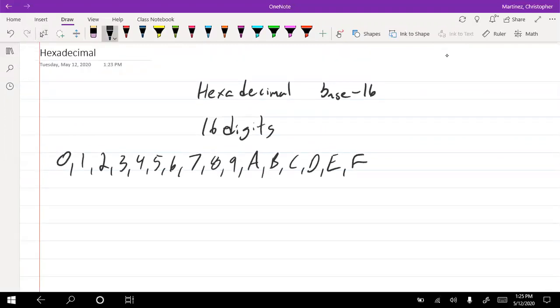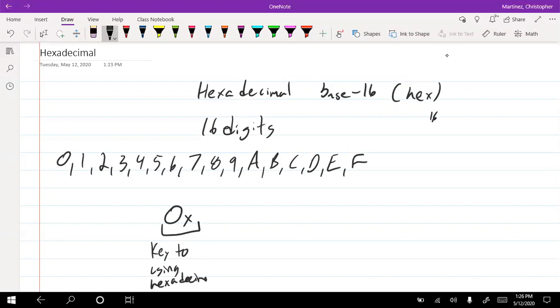Now, hexadecimal is usually just shorthanded to hex. A lot of times you will see hex that instead of using a subscript 16 after a number, you would see it starting with 0x. And this is kind of a key to using hexadecimal. So let's say it's 0x, and then we'll give it a number. Let's say it's 340A.